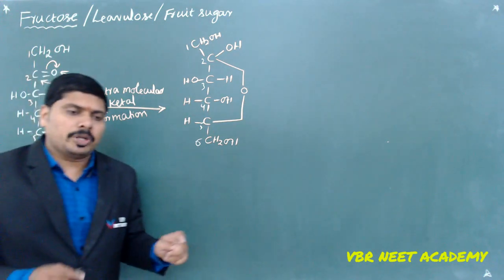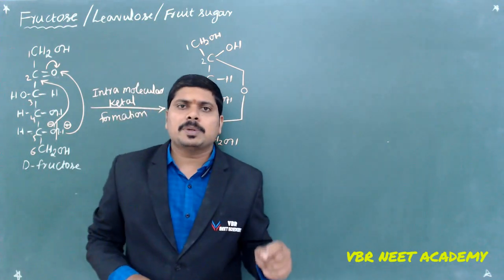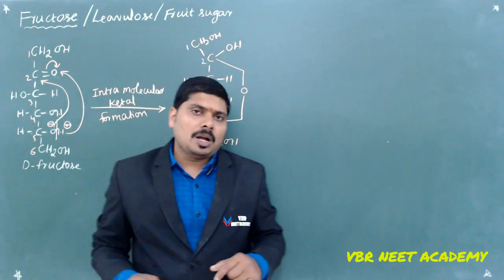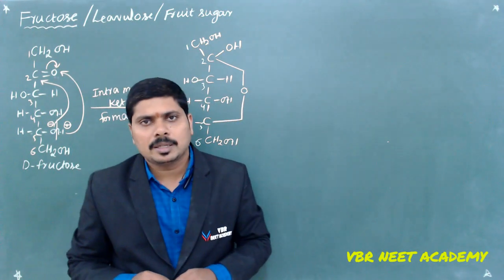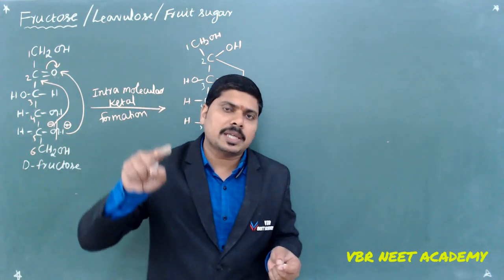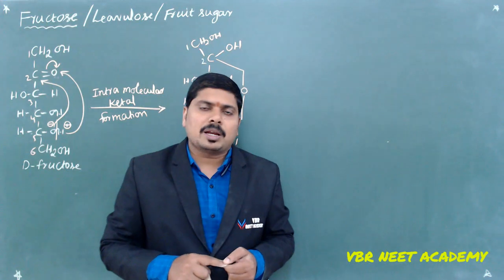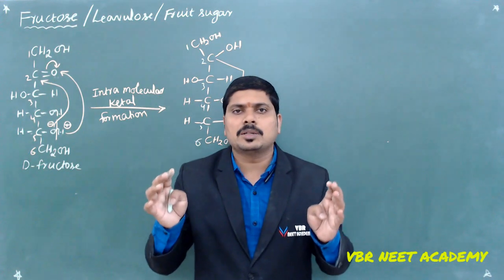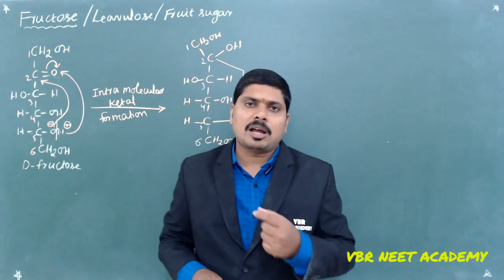And usually you get questions from this particular area: what number of carbons are involved in cyclization of the glucose molecule? How many carbons are involved in cyclization of glucose? We have 6 carbons in glucose. All 6 carbons are involved in cyclization. Why? Because we are not asking how many carbons are present in the ring of alpha-D glucose. We are asking how many carbons are involved in cyclization of glucose. Then obviously the answer will be 6.